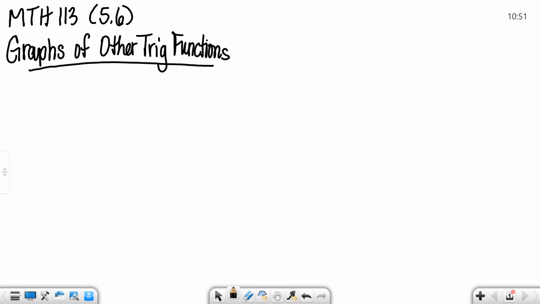Math 113 5-6 lesson covers graphs of other trig functions. So 5-5 covered sine and cosine. We are now going to cover tangent, cotangent, secant, and cosecant.